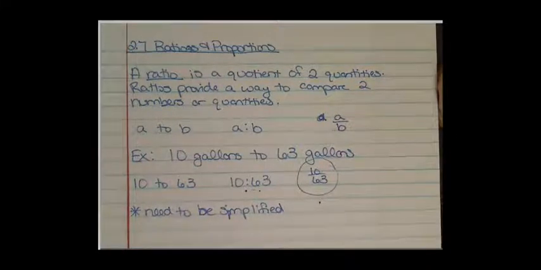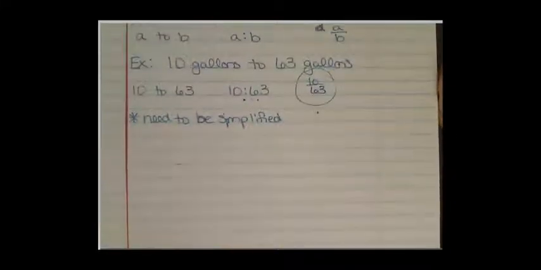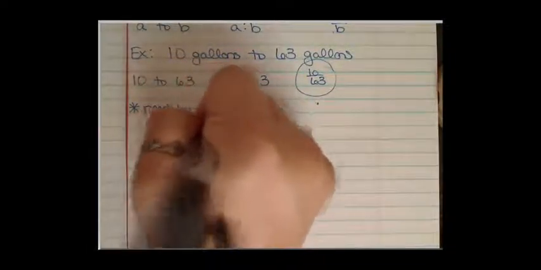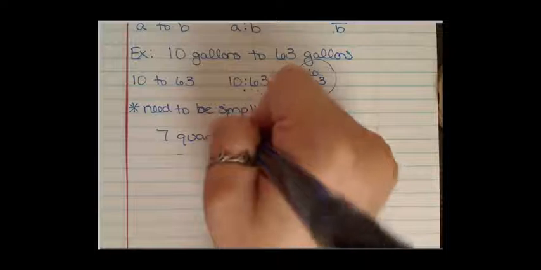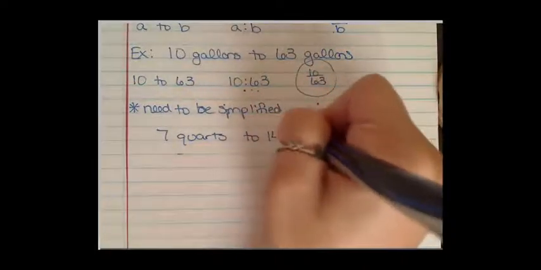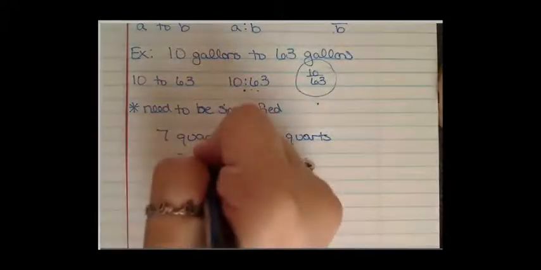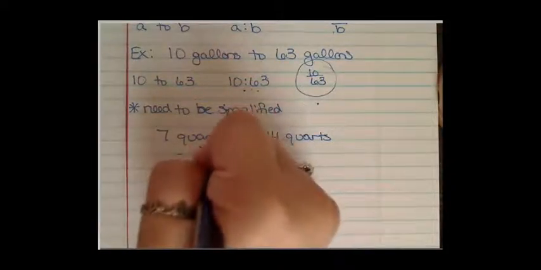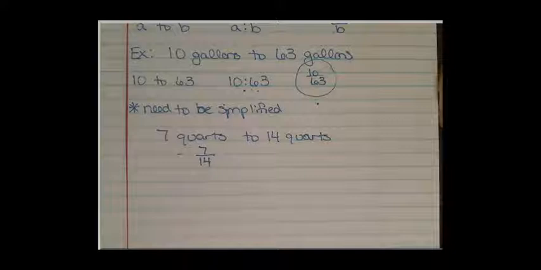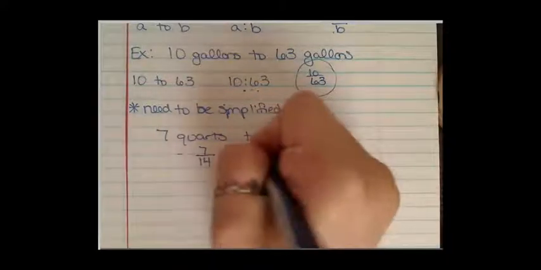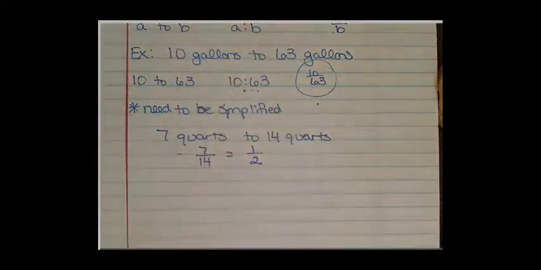So let's do another one. We'll do 7 quarts to 14 quarts. If we're writing it as a fraction, that would be 7 over 14. But is that simplified? No, 7 goes into 14. So we need to reduce that. And so our ratio is 1 to 2.